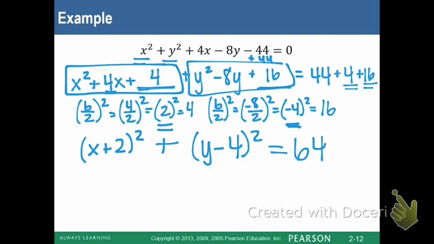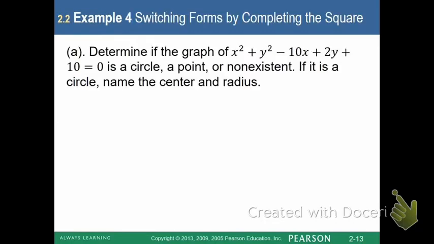So that tells us that since this is positive, this is going to end up being a circle. Now this problem just wants us to rewrite it, and so we would be done here. If the question asked what's going on, is this a point, circle, or non-existent, we would say it's a circle. Good.